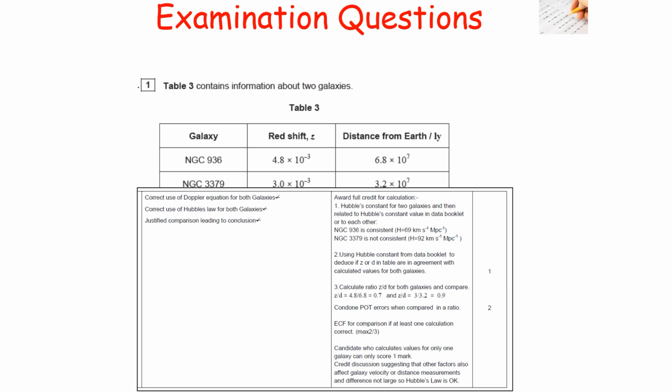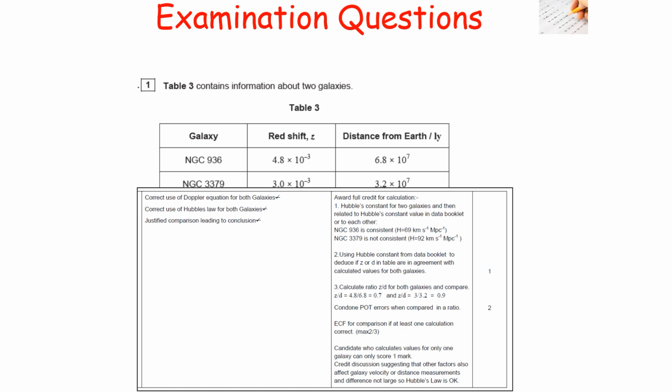So if v is equal to HD, then H is equal to V over D. Now you might think we've got D, but how do we work out V? Well, we can work out V by using the redshift equation. From the redshift equation, Z is equal to V over C. So we can work out V by doing Z times C, so we can work out the value of V for both of the particular galaxies. So by doing your redshift factor Z times C, 3 times 10 to the 8.